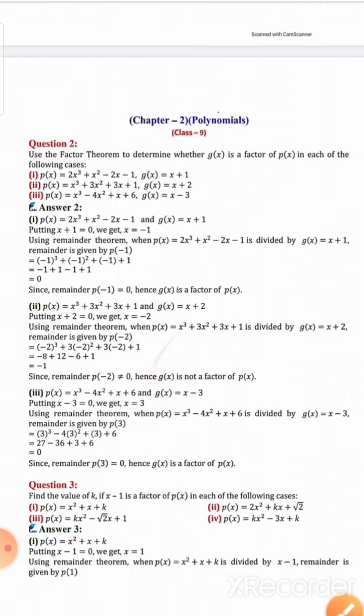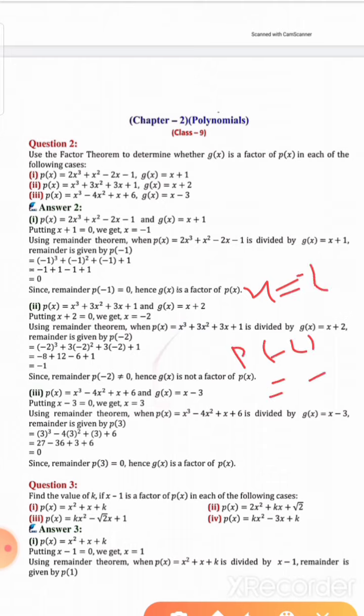It means that for the value x = −2, our polynomial p(−2) is −1. It means it is not equal to 0. Hence we say, since the remainder p(−2) is not equal to 0, g(x) is not a factor of p(x). Next question, question number 3.